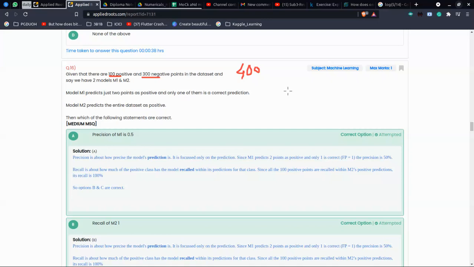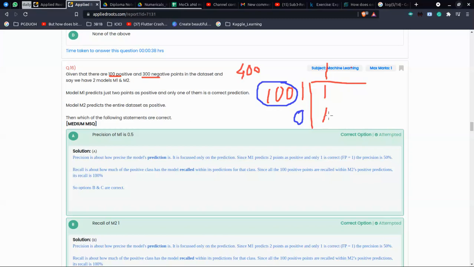Right, so what model 1 is doing: out of these 100 actual positives, it is predicting two of them as positive and one of them is correctly positive. So it was 1 and it was predicted 1, so it is just 1 point. So this is nothing but the 100 actual positives we have. And the other one it is saying is positive but it is actually negative. So only one of them is a correct prediction, and one is wrong, so it will come here.